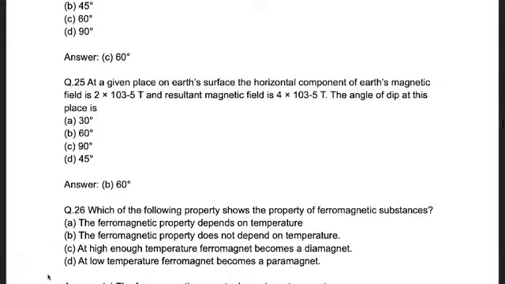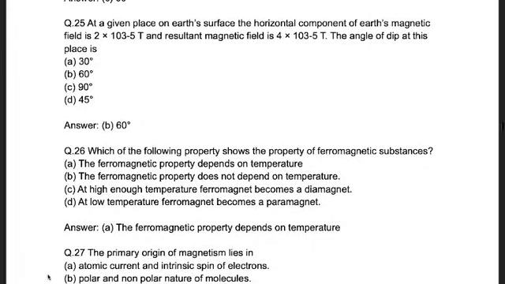Question number 26. Which of the following shows the property of ferromagnetic substances? A. Ferromagnetic properties depend on the temperature. B. The ferromagnetic property does not depend on temperature. C. At high enough temperature, a ferromagnet becomes a diamagnet. D. At low temperature, a ferromagnet becomes a paramagnet. Correct. Your answer is A. The ferromagnetic property depends on temperature.